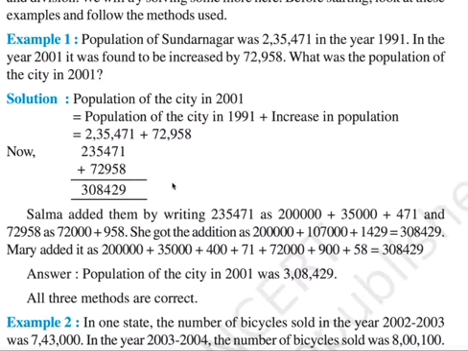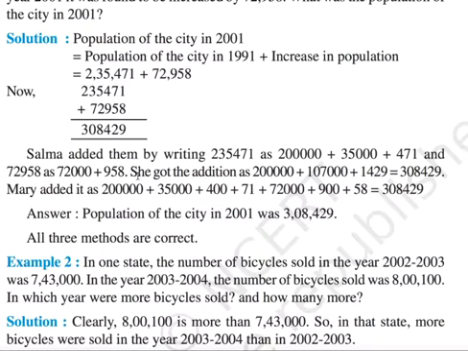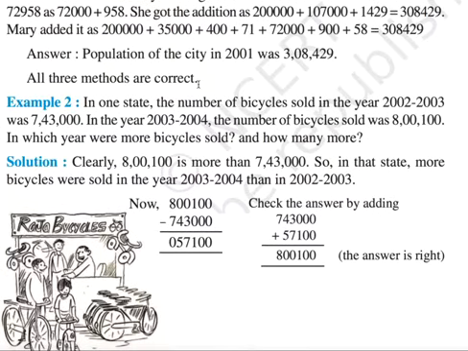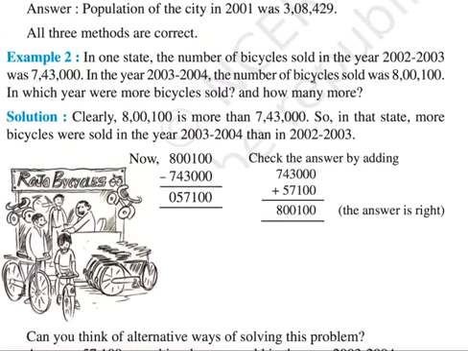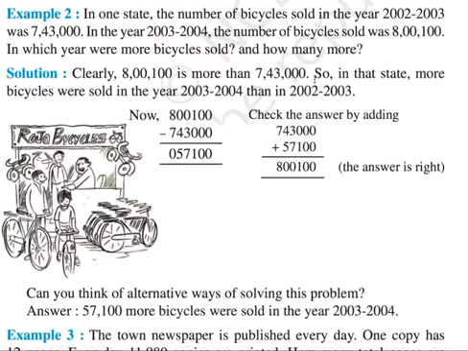Salma added them by writing this plus this. And this one is 72,000 plus 958. Different people did it in a different way, but that is what he is conveying. Population of the city in 2001 is this. All three methods are correct.